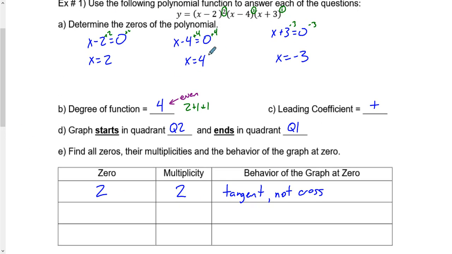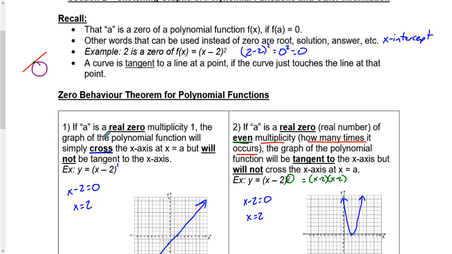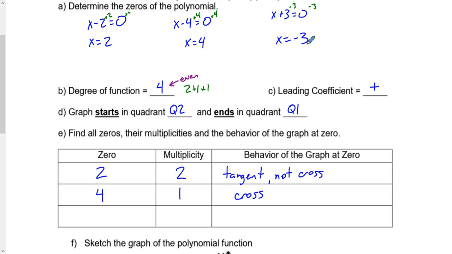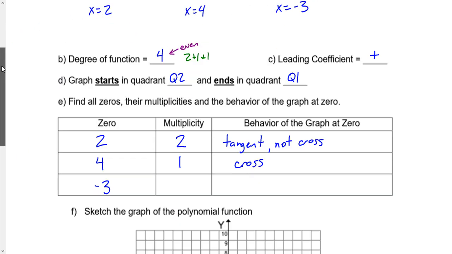The 0 of x equals 4 only has a multiplicity of 1. It only occurs once in here, which means with a multiplicity of 1, it's just going to cross. It will not be tangent to the x-axis. So it's just going to cross. Our last 0 is negative 3. It also has a multiplicity of 1, which means it is just going to cross.